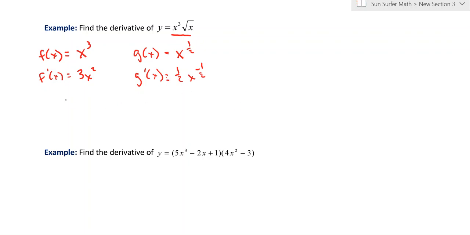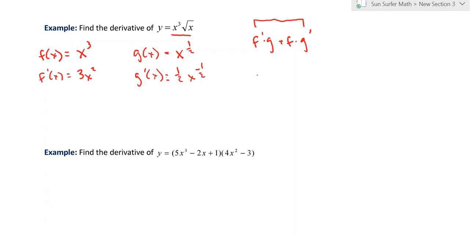Now, let's put it together in the rule. So we want, again, f prime times g plus f times g prime. And yes, you do just have to memorize this little rule. The way that I always think of it is it starts and ends with a derivative. So you're starting with the derivative of f, you're ending with the derivative of g. f prime times g plus f times g prime.